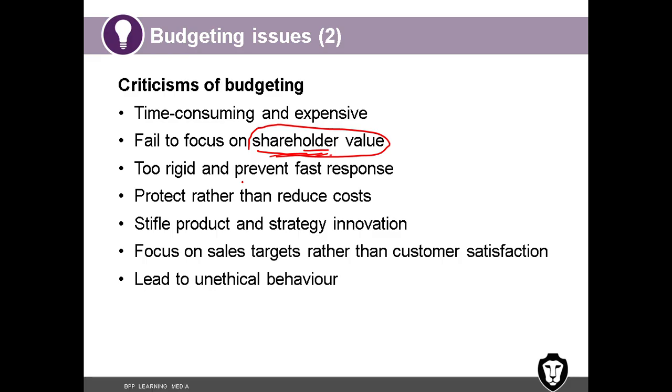Too rigid and prevent fast response. Sometimes you become so strict about the budget. You give a budget to a manager and you align all his bonuses with the budget. So this manager would not like to deviate at all from the budget. Sometimes the customers demand something, employees demand something. He doesn't want to deviate because his bonuses are linked to the budget. So he becomes too rigid. Protect rather than reduce cost. Protect means, you try to maintain at a certain level. You give a budget and say your expected cost is that much. Anyone achieving that much of cost, they are going to be happy. They will not take further measures to reduce the cost.